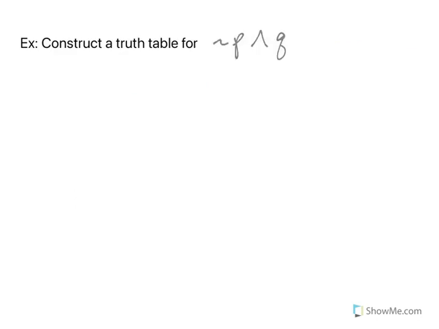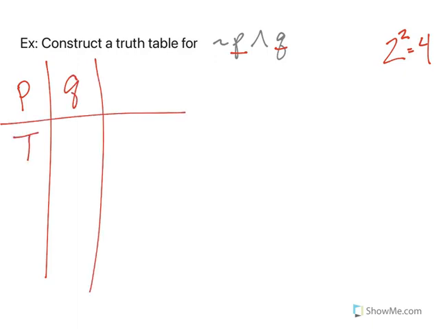Let us construct a truth table for not P and Q. Remember, when we're figuring out a truth table, we start with 2 and say, I have 2 statements, so I put a 2 as the exponent, so I have 4 lines. So I have P and Q. For the first one, I take those 4 lines and make the first 2 true, the second 2 false. You always split it in half.